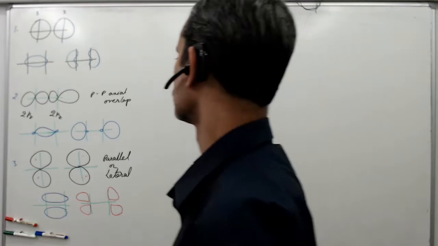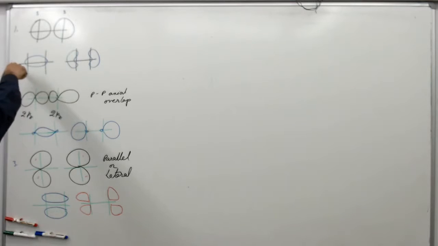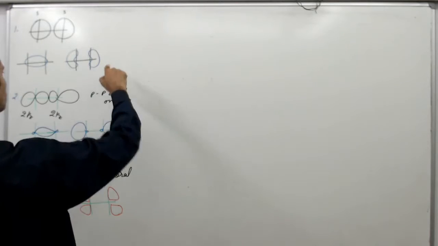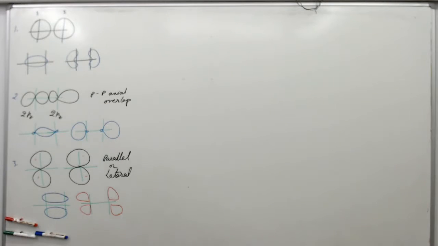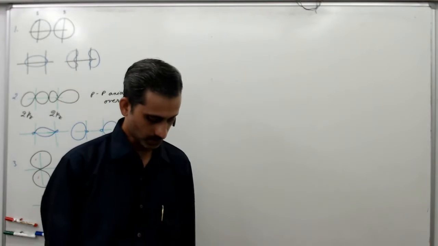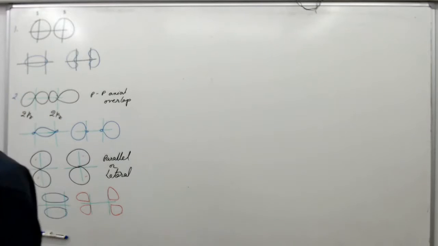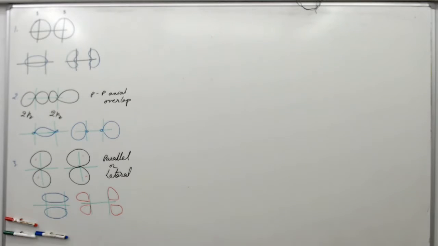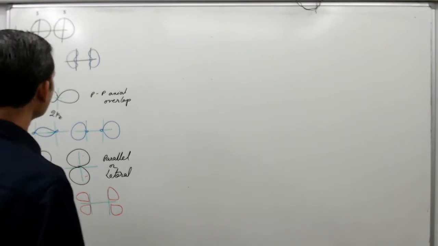So we have two kinds of orbitals. One where the electron density is on the internuclear axis, and one where the internuclear axis has the minimum electron density. The orbitals in which the electron density is on the internuclear axis are termed the sigma orbitals, and these form the sigma bonds. So write it.